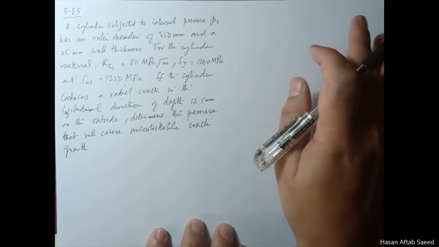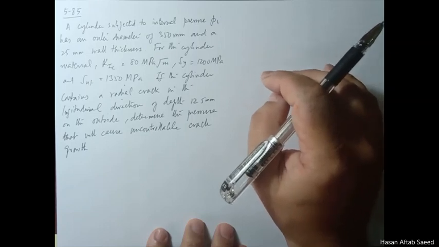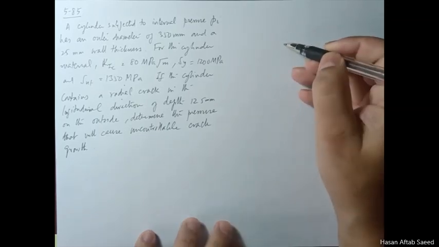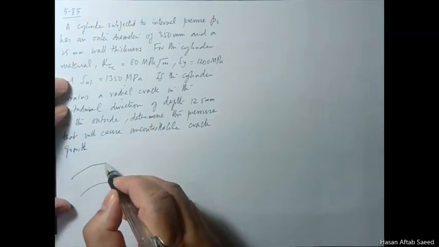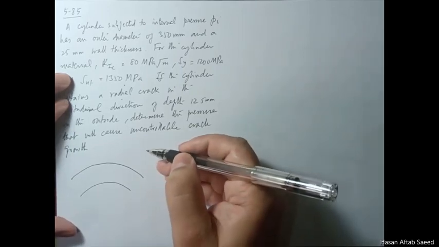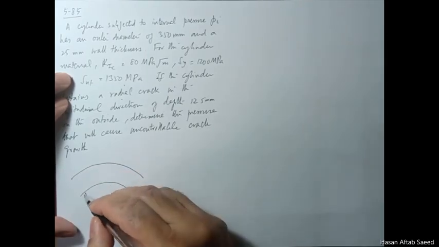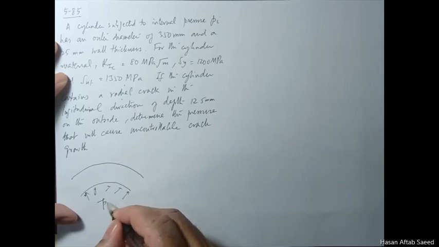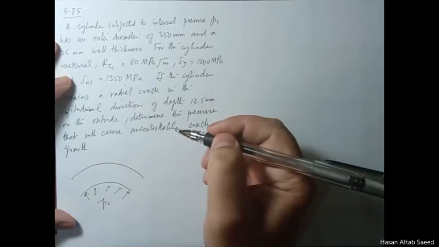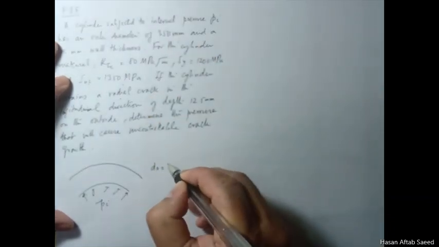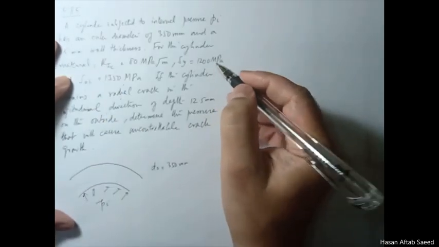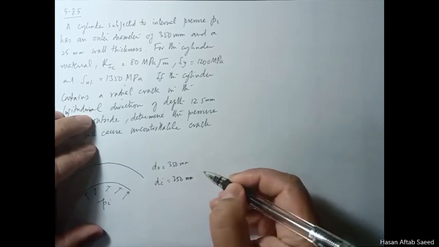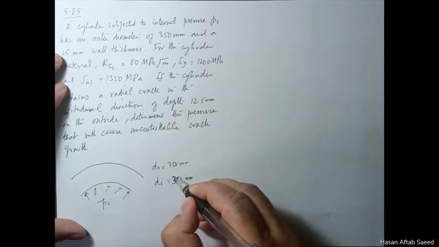Don't be confused. If the cylinder contains a radial crack in the longitudinal direction of depth 12.5 millimeters on the outside, determine the pressure that will cause uncontrollable crack. Now what we're talking about is this. There's a crack here. There's a cylinder, obviously it's all round. There's a pressure inside, and this internal pressure you need to find out. There's no outside pressure, and the wall thickness is 25, so the inner diameter will be 250, and the outer will be 300 millimeter.